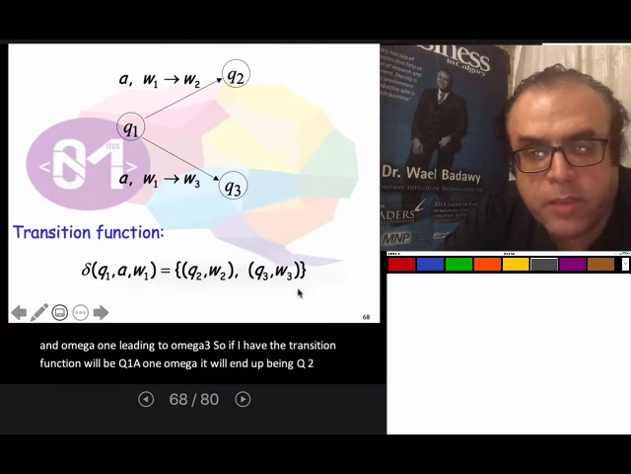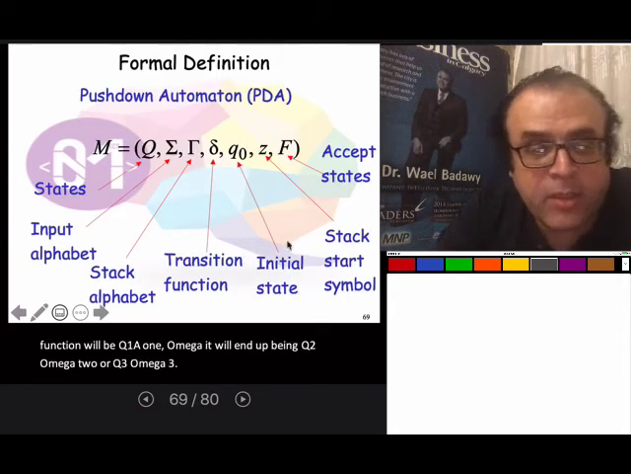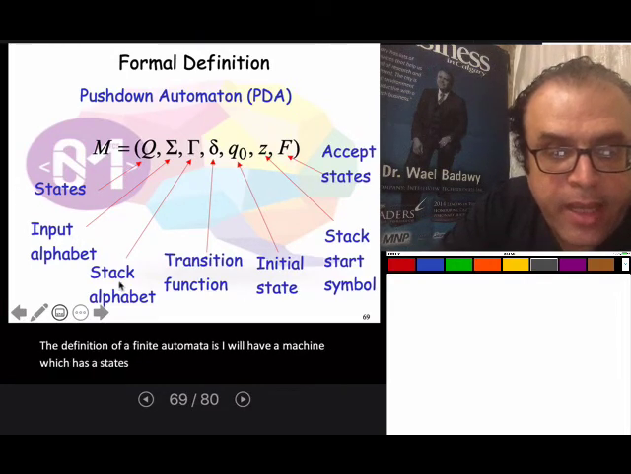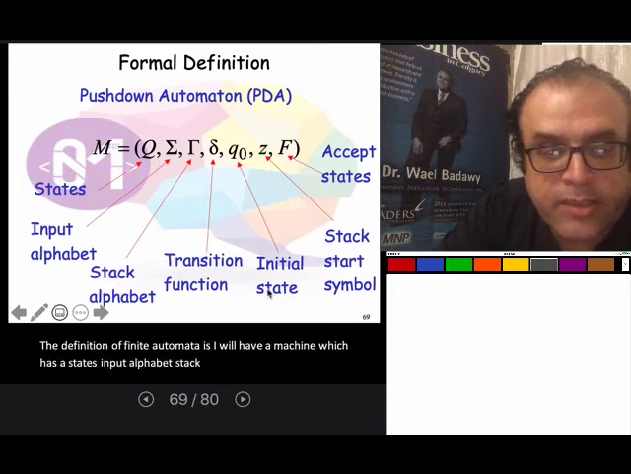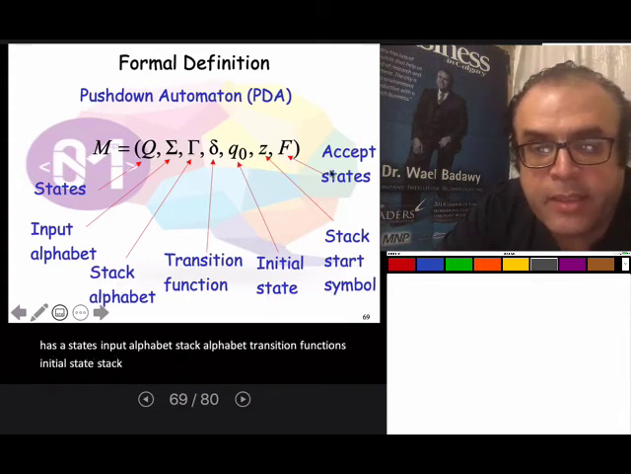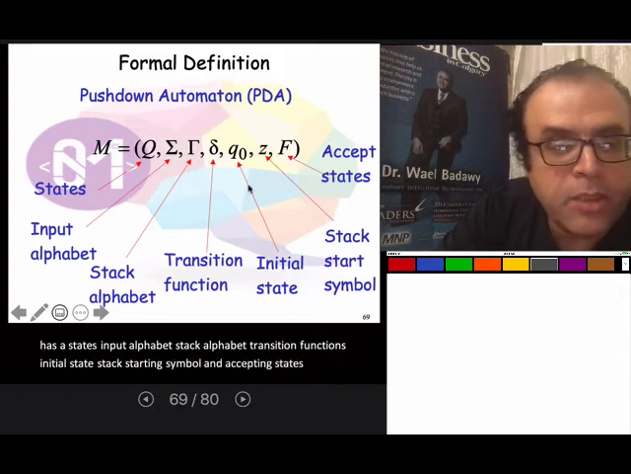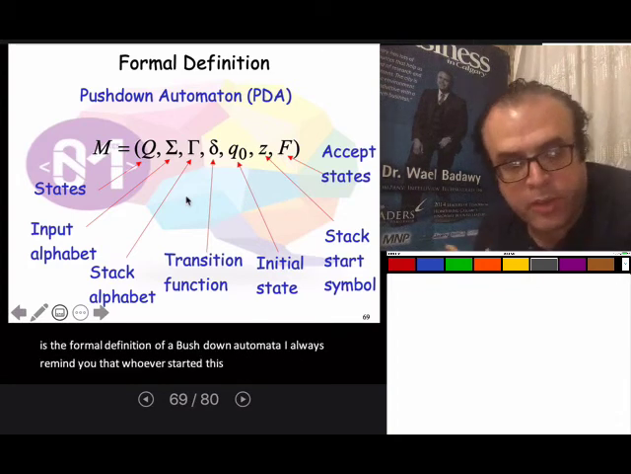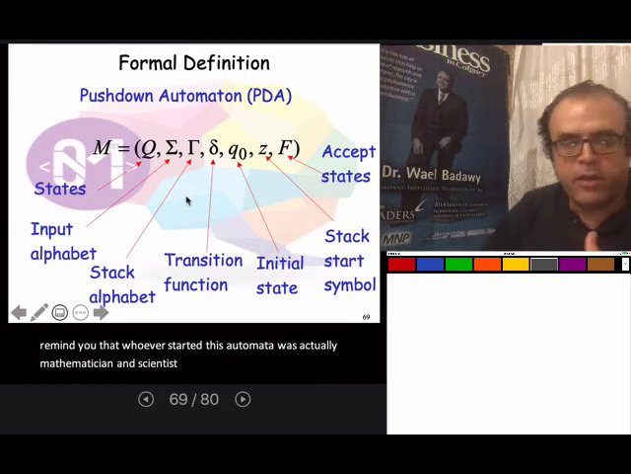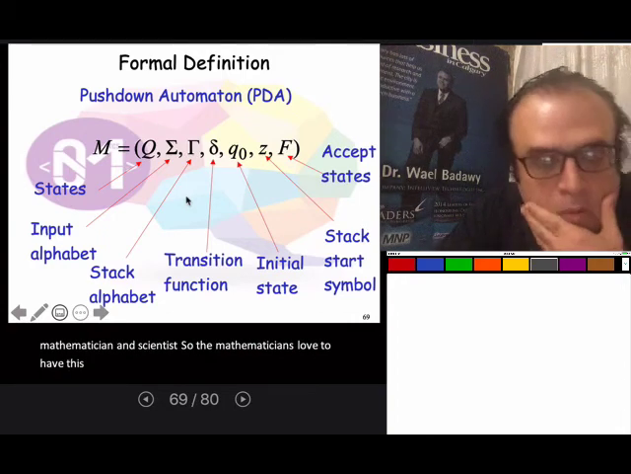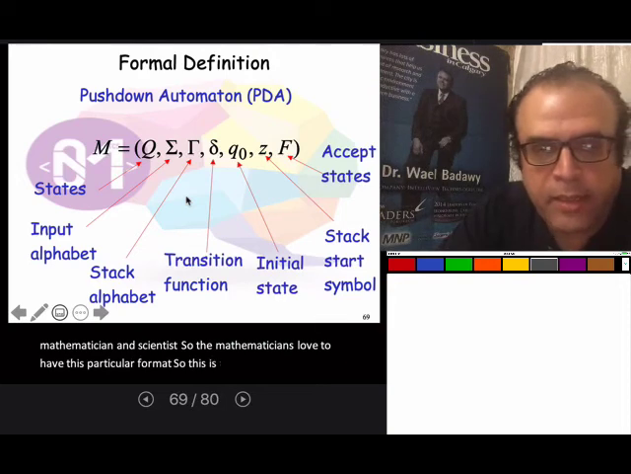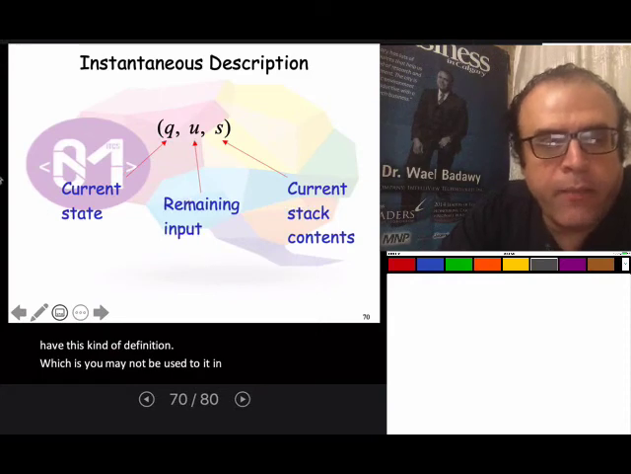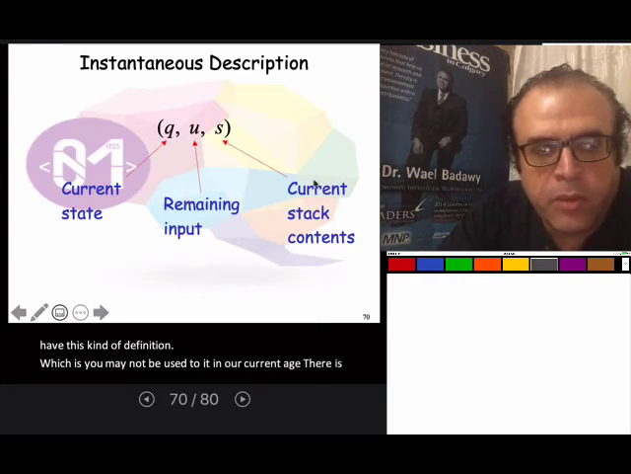or q3 omega 3. The definition of a pushdown automata is that I will have a machine which has states, input alphabet, stack alphabet, transition functions, initial state, stack starting symbol, and accepting states. So this is the formal definition of a pushdown automata. I always remind you that whoever started this automata was actually a mathematician and scientist. So the mathematicians love to have this particular format. That's why you always have this kind of definitions, which you may not be used to in our current age. There is a current state, remaining input, and current stack.